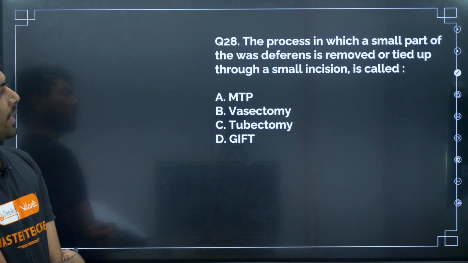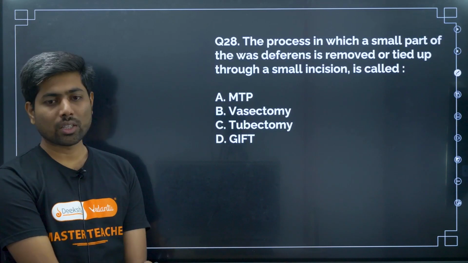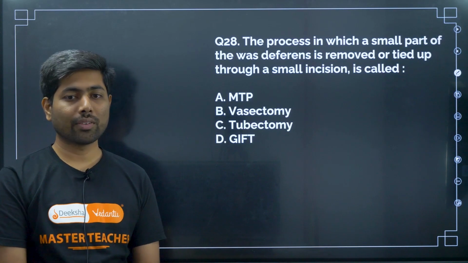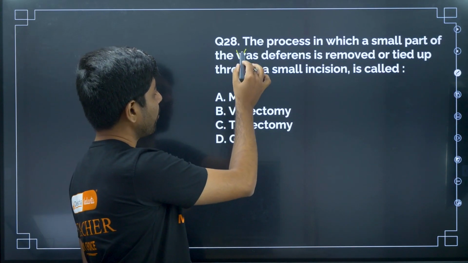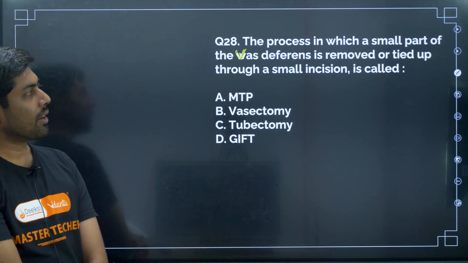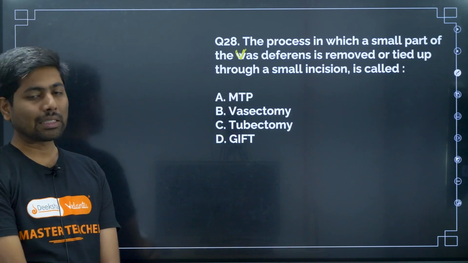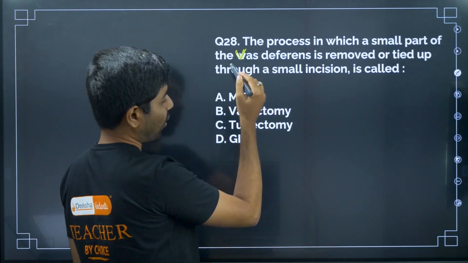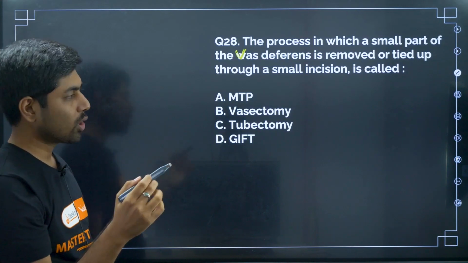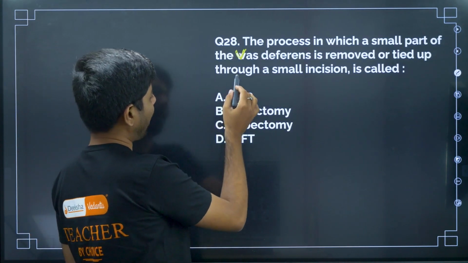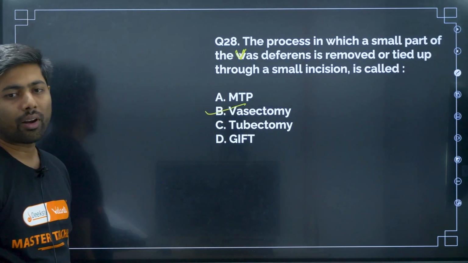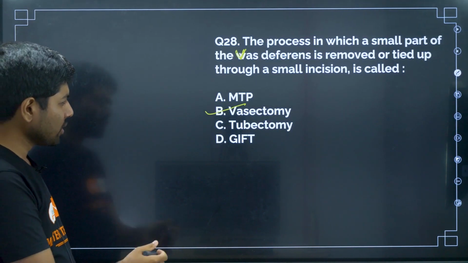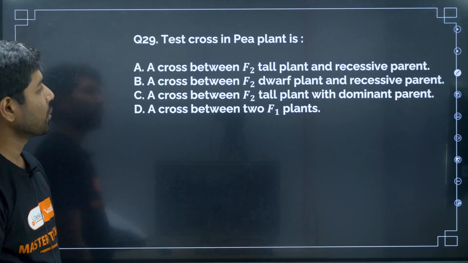Now question number 28. The process in which a small part of the vas deferens is removed and tied through a small incision is called what, right? Very simple question. Vas, right? You're cutting and doing something with the anatomy. Tomy meaning cutting, right? Therefore, it has to be vasectomy, right? Vasectomy. Anatomy, vasectomy, right? Therefore, it has to be vasectomy.